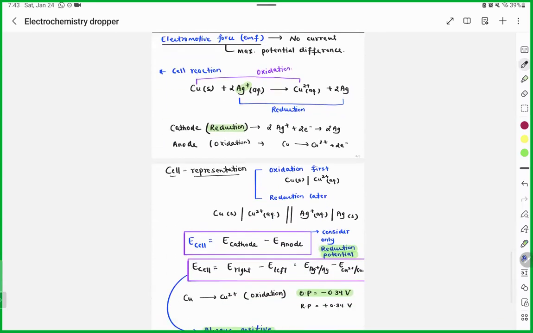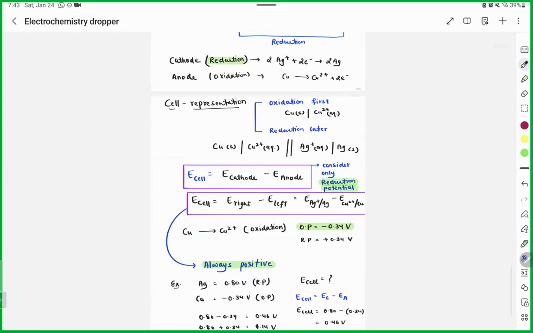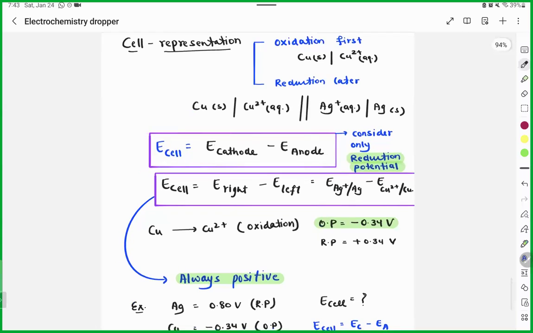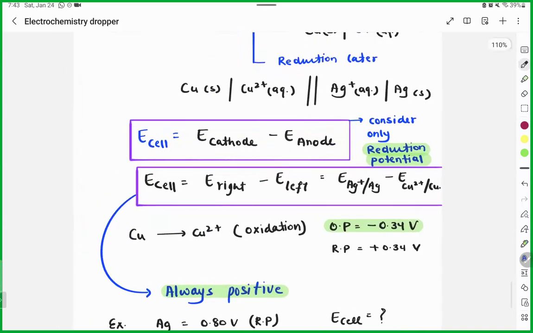So, cell reaction. It is one example between copper and Ag. Which one will undergo oxidation and reduction? Ag reduction potential is more, so it will undergo reduction. Copper value is less, so oxidation. Whenever you represent the cell, first you write the oxidation reaction, and then you write the reduction process. And between these two electrodes, you have the salt bridge, double line.